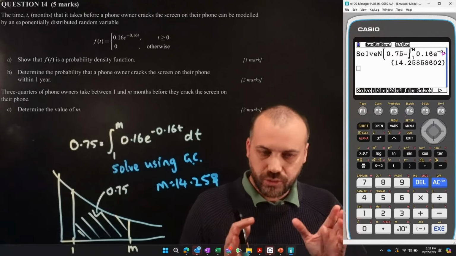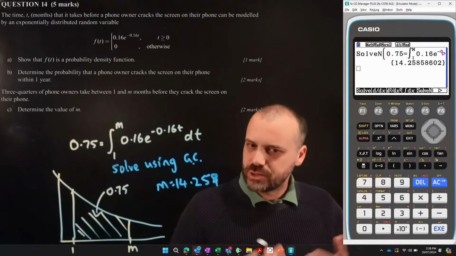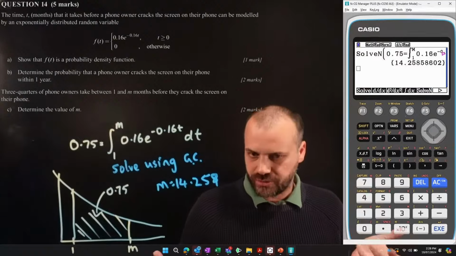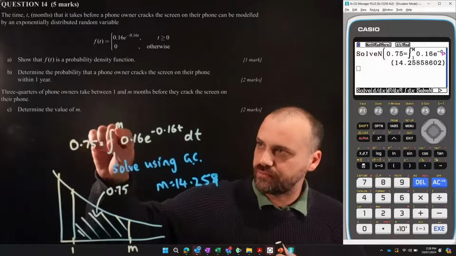Now, of course, the solve-n doesn't inspire a lot of confidence because it takes so long to happen. You can double check your work, right? Because you can put that 14.25 back in here.